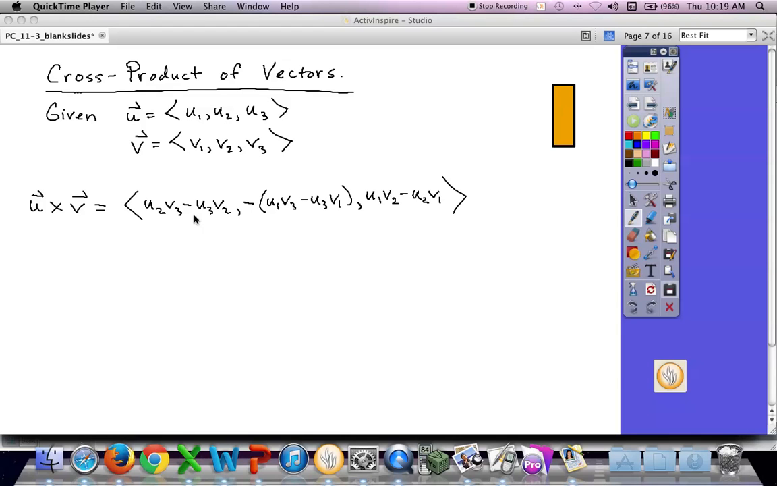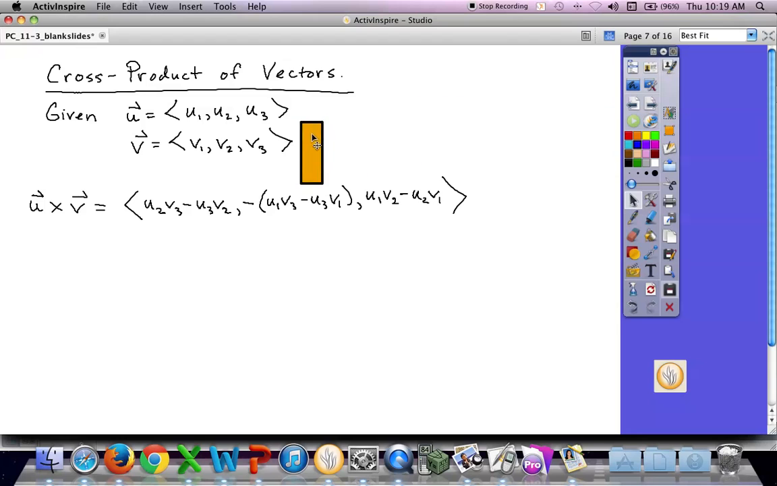Now the cross product involves doing the determinant operation 3 times. So given two vectors, u and v, with their components, like I've got them there, understand that the cross product of two vectors is another vector, right? Not like a dot product. A dot product, you get a scalar when you do a dot product. When you do a cross product, you get another vector.